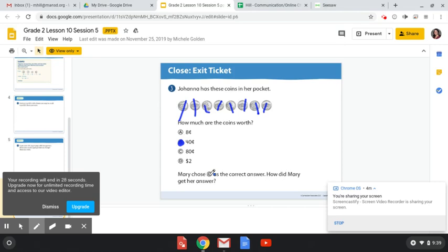And it says Mary chose C as the correct answer. How did Mary get her answer? To me, there's 8 coins. So she was probably thinking, because this is 80 cents, that these are dimes and not nickels.